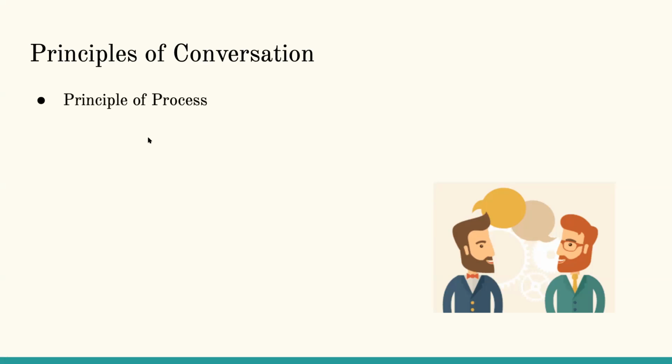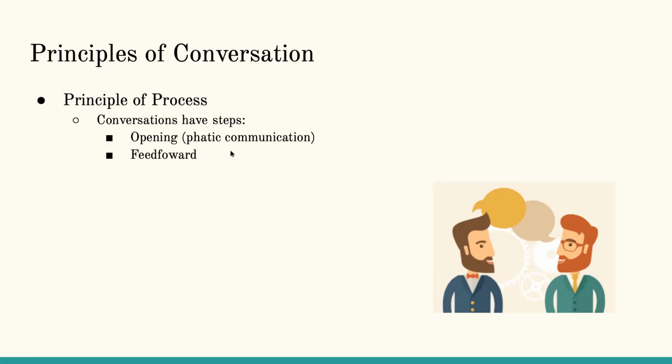When we talk about the principles of conversation, there are several rules that conversations adhere to. The first one is called the principle of process. This basically says that a conversation has steps, right? In order to have an effective conversation, you have to follow several steps. So these are all the steps.